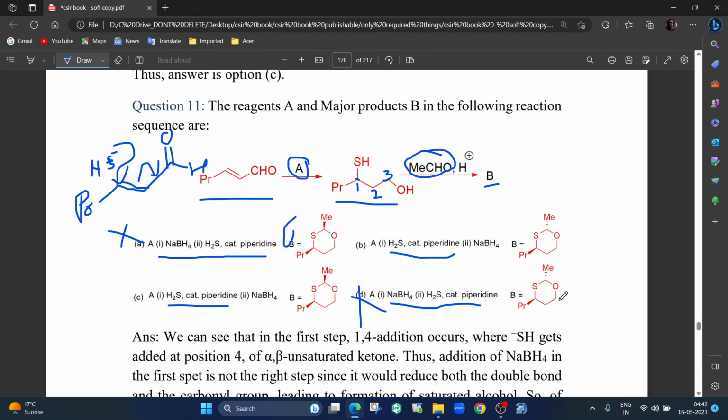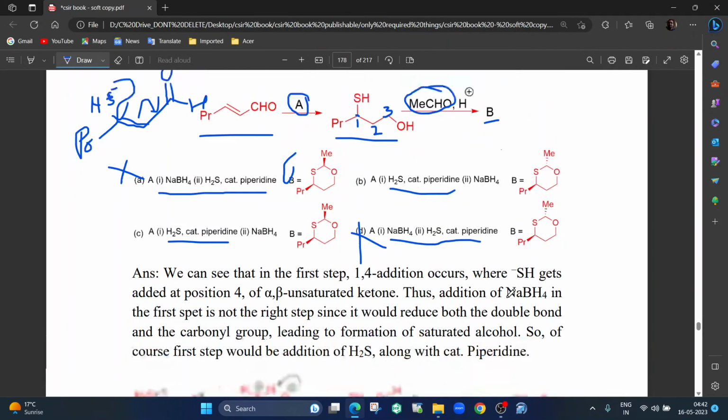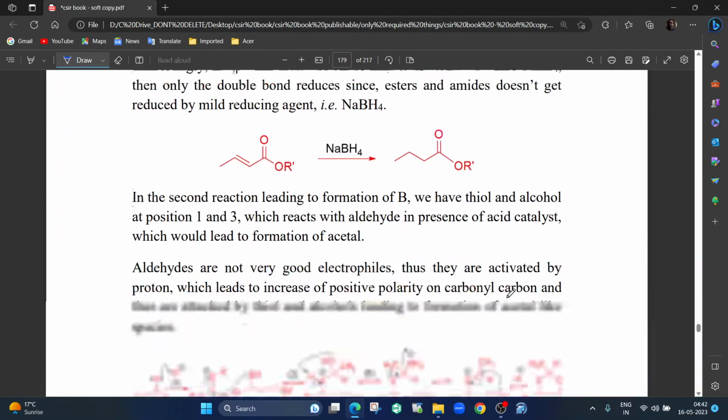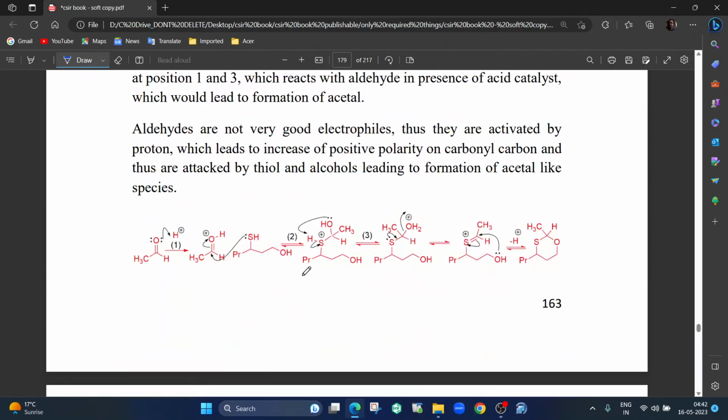What we need to see is the stereochemistry of the product formed. It's very simple. Acetaldehyde, aldehydes are not electrophilic enough. That's why you need an acid catalyst. So this oxygen goes and attacks this proton. You get positive charge. Then this sulfur will go and attack here, because sulfur is a more powerful nucleophile than oxygen. That's why sulfur will attack here. This comes here. Then this picks up a proton.